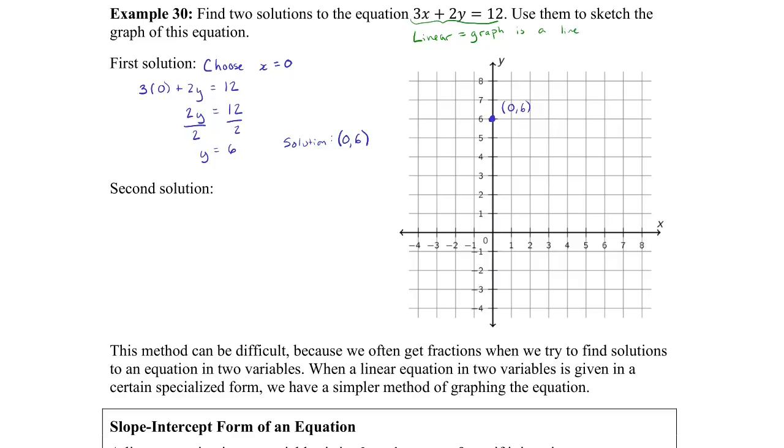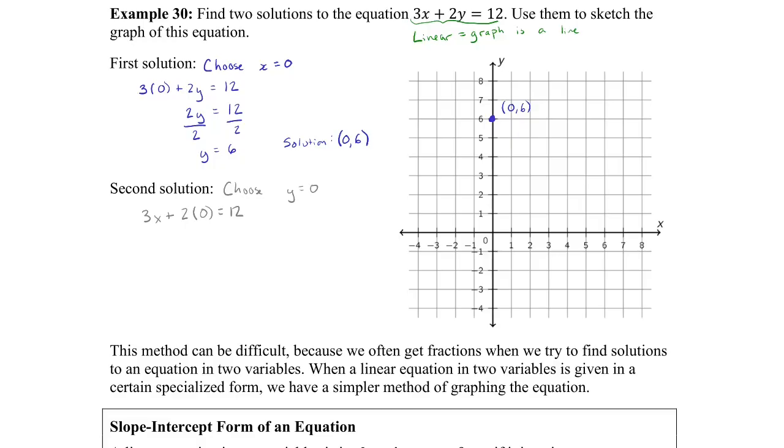Okay, so there we chose x equals 0. I could choose a different value of x if I wanted to next, but I like plugging in 0. So I think next I'm going to choose y equals 0. And so then we'll have 3x plus 2 times 0 equals 12.